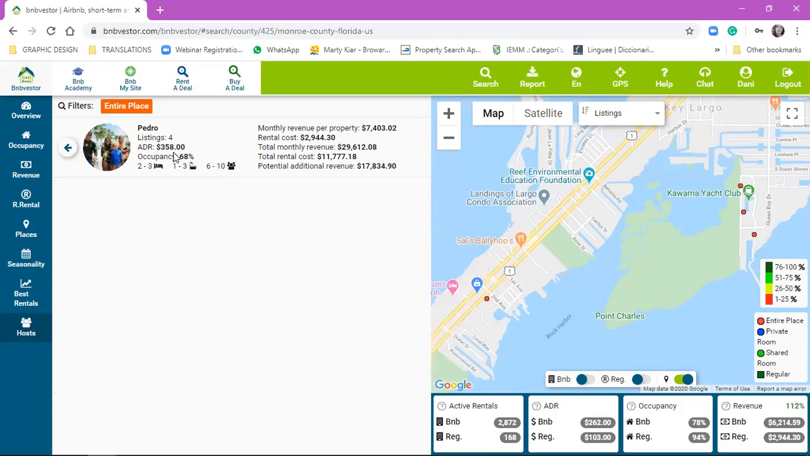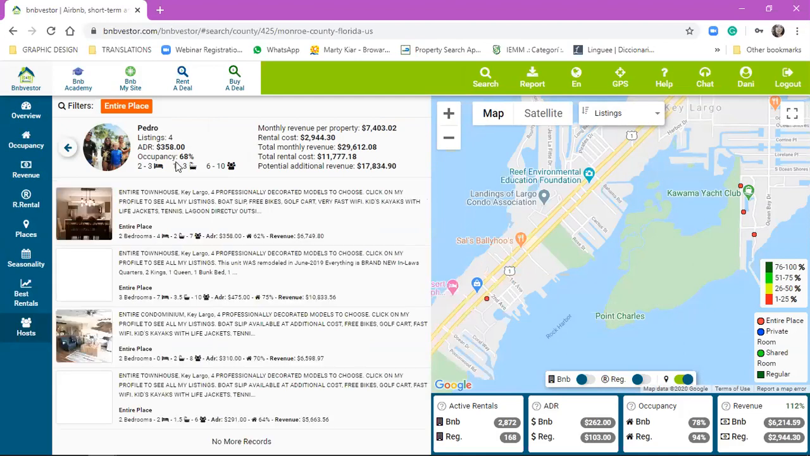He has an average daily rate of $358, an occupancy of 68%. It's not fantastic, but it's not really bad. His properties vary from 2 to 3 bedrooms, 1 to 3 bathrooms, 6 to 10 guests, or people who can rent, be, or stay in the property. Okay, so let's go over here.